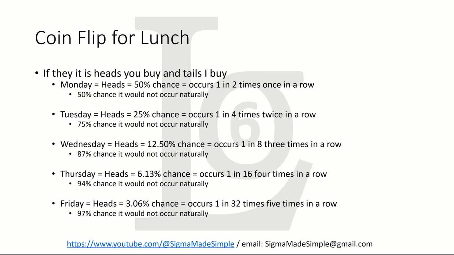And Friday, heads. So finally, you're probably thinking either yesterday or today, you're thinking something's up. So you take the coin and you flip it, and it's heads again. And that's only a 3% chance. This is 1 in 32 times. If you take a coin and you flip it 5 times, and you do that 32 times, 1 time in 32, you might get 5 heads in a row. There's a 97% chance this would not occur naturally. And you look at the coin and you find it's a 2-headed coin. And then I'm buying lunch for the next month.